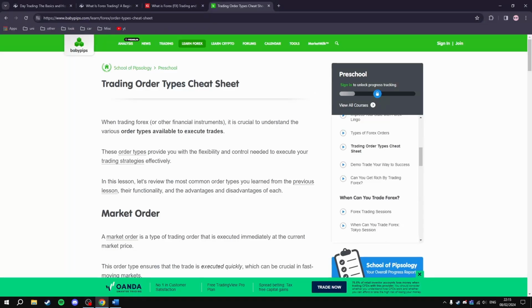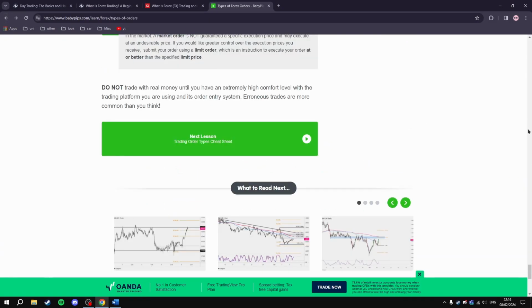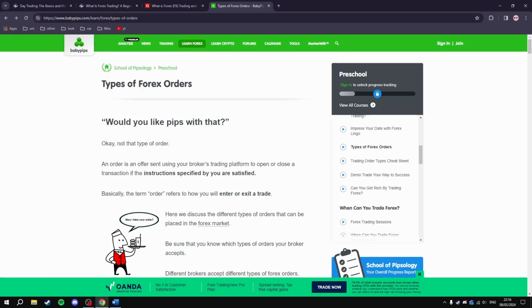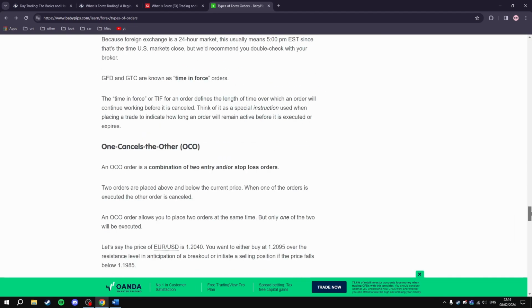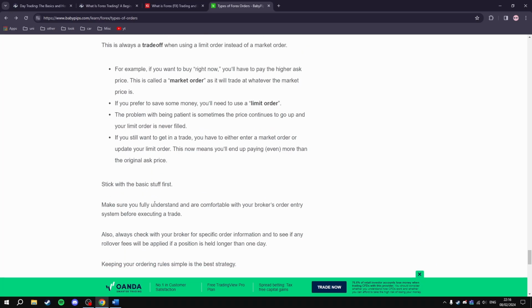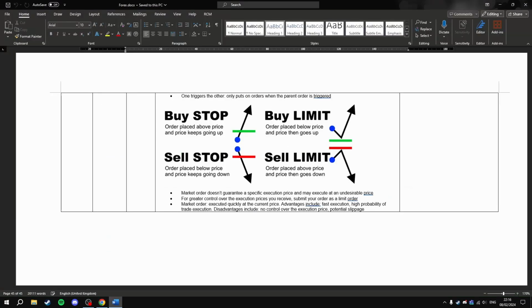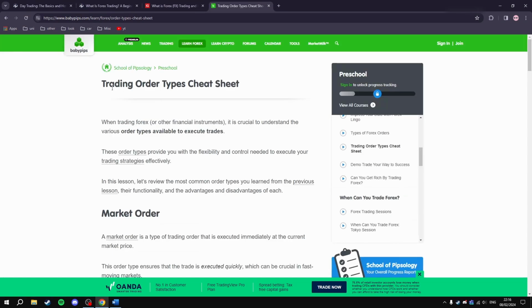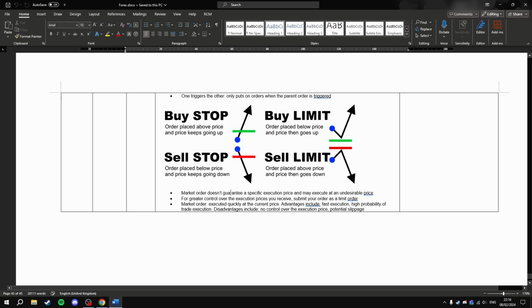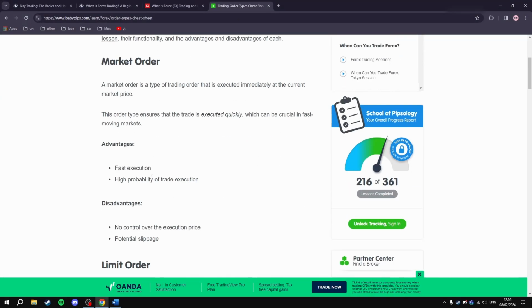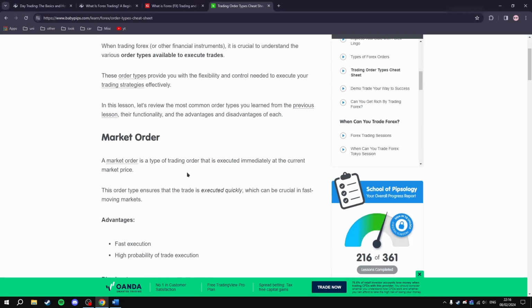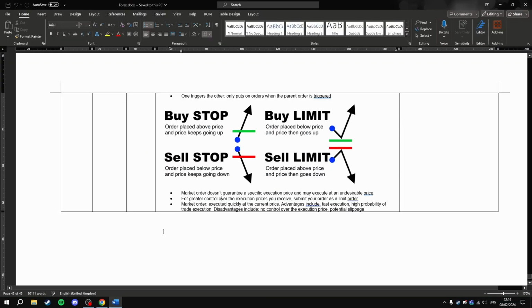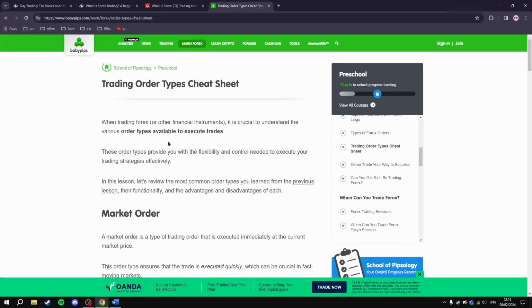So in the last video we went through this page right here, which is types of Forex orders. We made some notes across this page, we got to this bit here, read all this, made the notes up to here, and now we're currently doing the trading order types cheat sheet. I think we did get to parts of here, but we stopped because we were running out of time. So we're going to start from the beginning again, reread through everything, and then make some more notes. So let's get started.